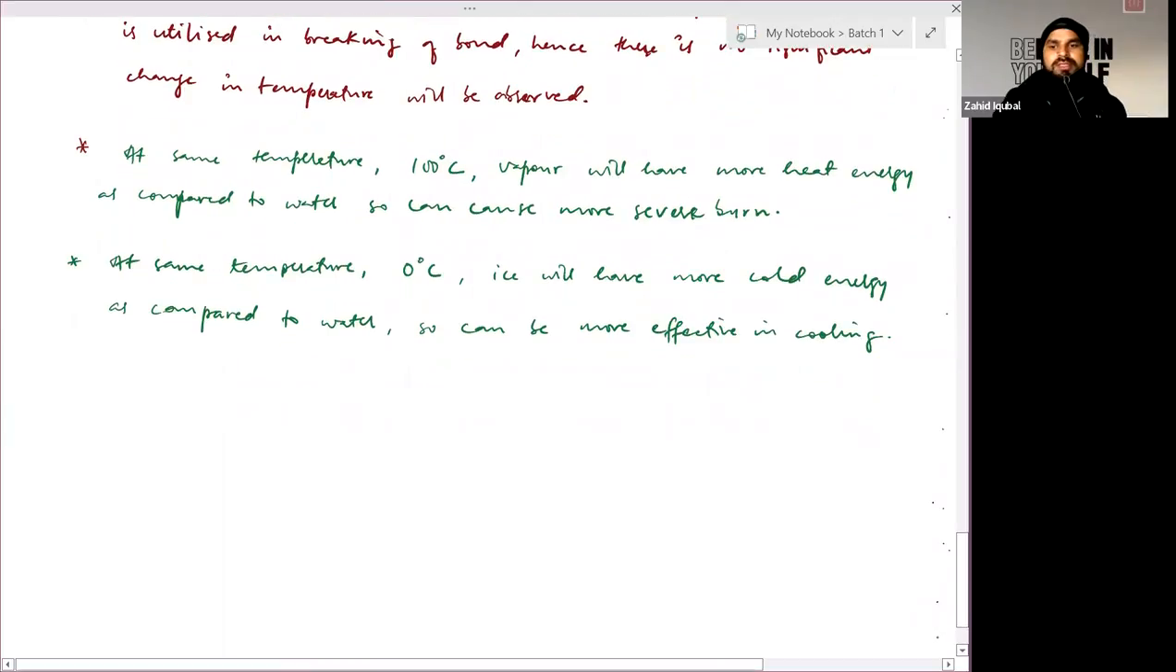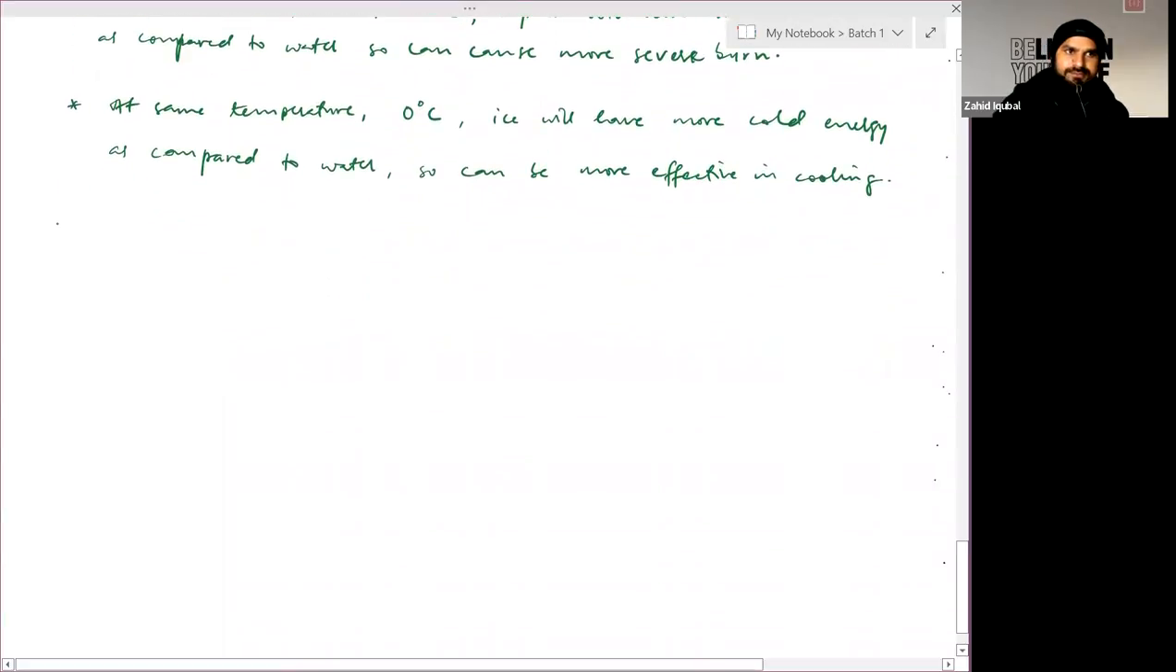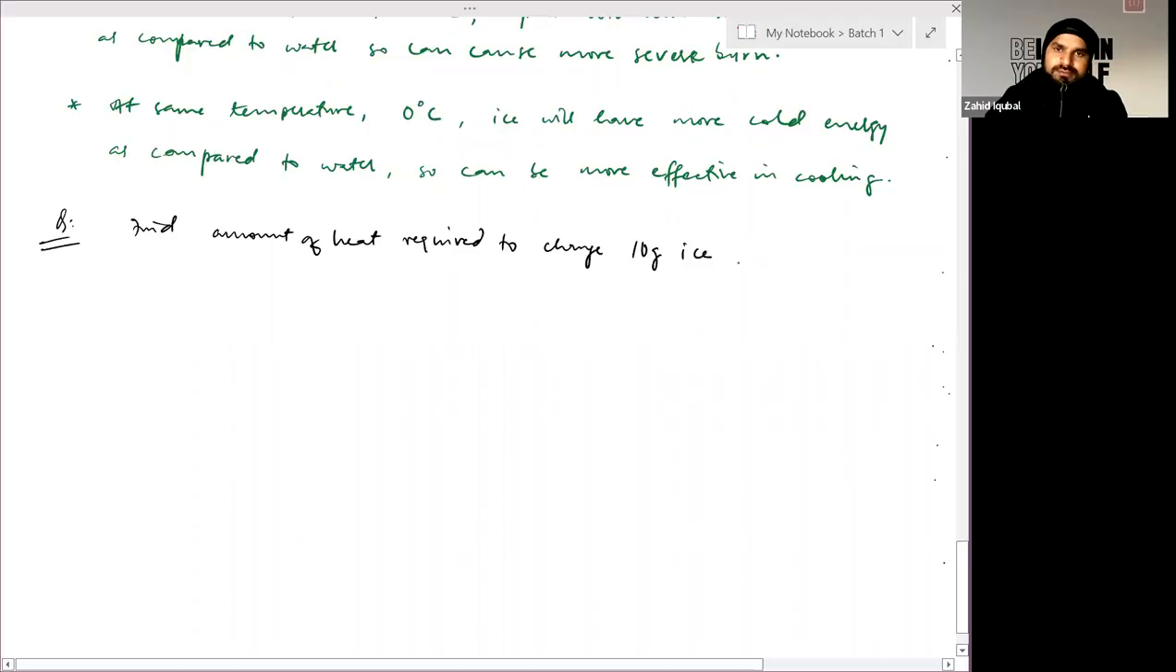Now, related to this whole process, let me give you how to solve a problem. Find the amount of heat required to change 10 gram ice from minus 20 degrees Celsius to 10 degrees Celsius water.